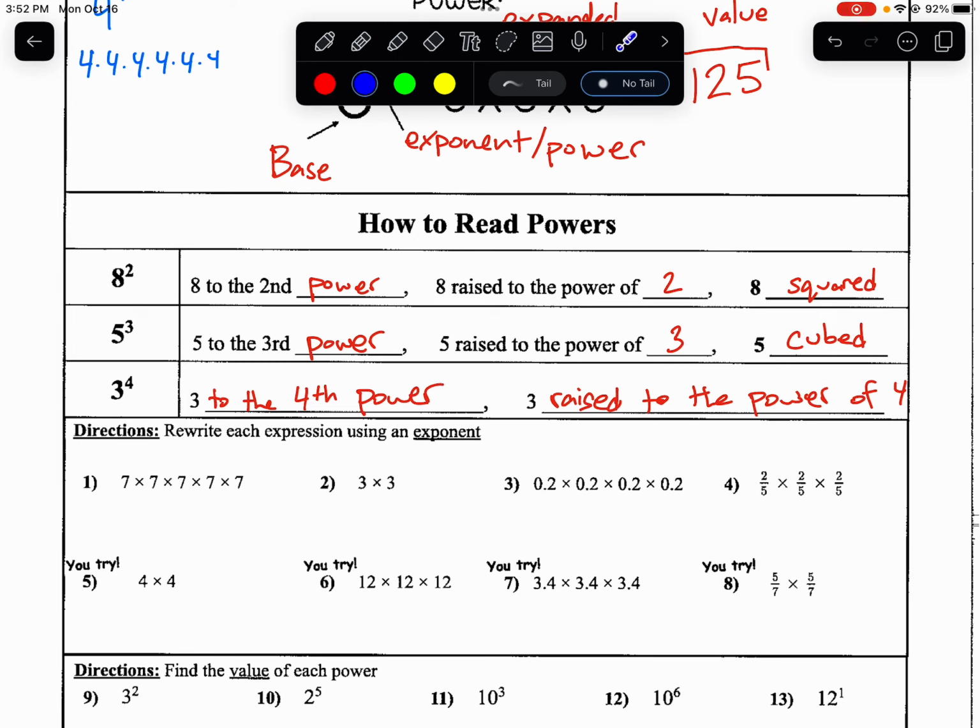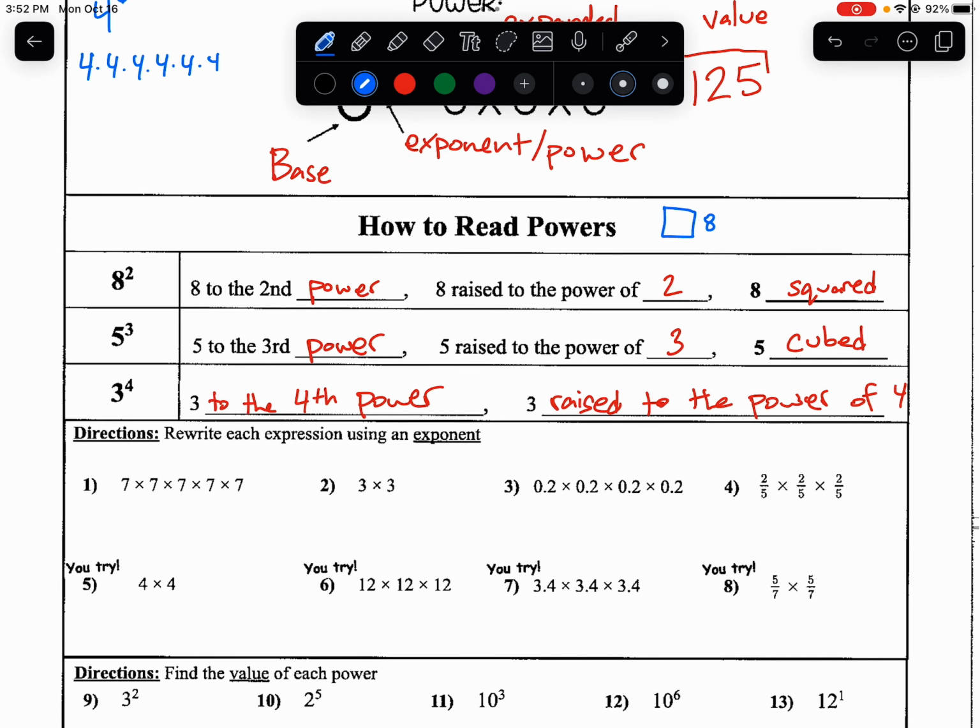Now, you may be wondering why 8 to the second power is known as 8 squared. Let's say there was a square, and one of the side lengths was 8. Do you know what the area of that square would be? To find area, it's the length times the width. Because it's a square, both sides are the same, so it would be 8 times 8. What's another way of writing 8 times 8? 8 to the second power. That's why it's called 8 squared.